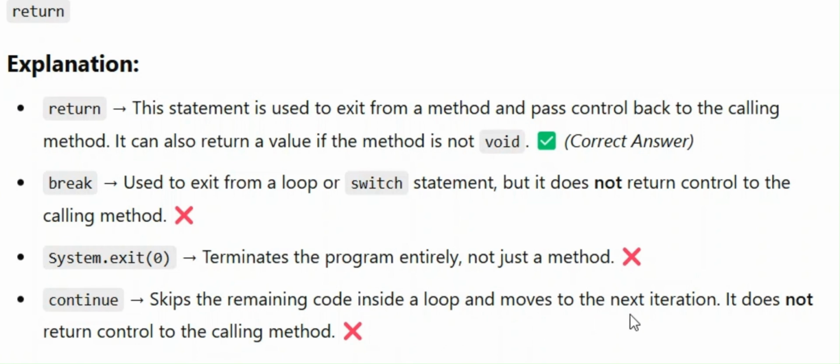Continue means skip the remaining code inside a loop and move to the next iteration. It does not return control to the calling method. So break means exit from a loop or switch statement. System.exit(0) means terminate the program entirely. Continue means skip the current iteration.